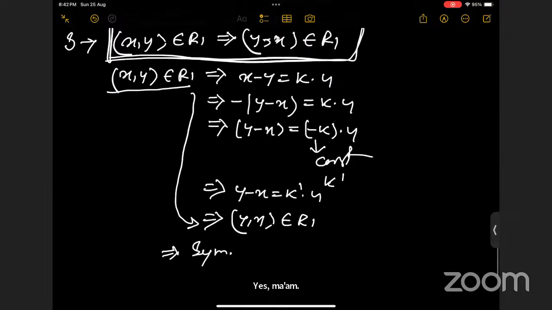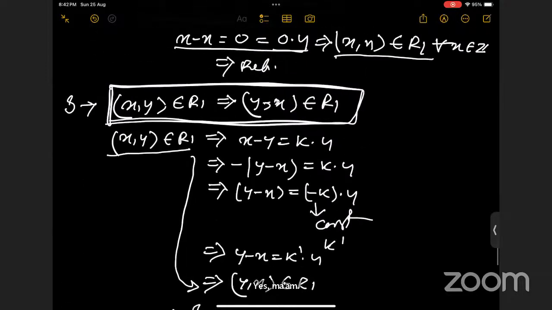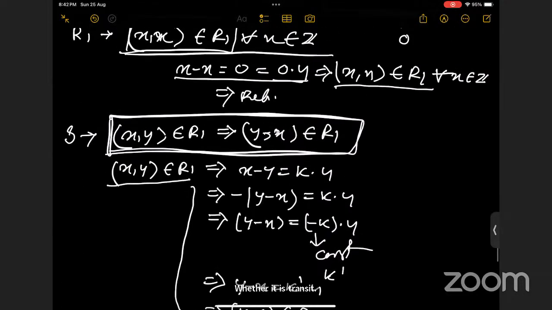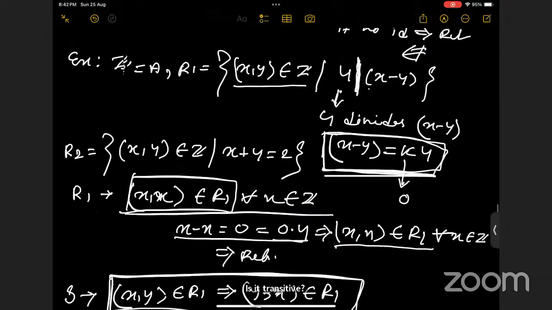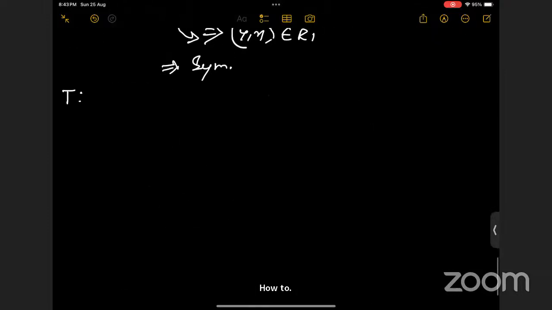So that is how we can check symmetry. Now, whether it is transitive. What can we say? Is it transitive? Yes, it's transitive as well. So how can we prove it? By the general method. So what is the general method?